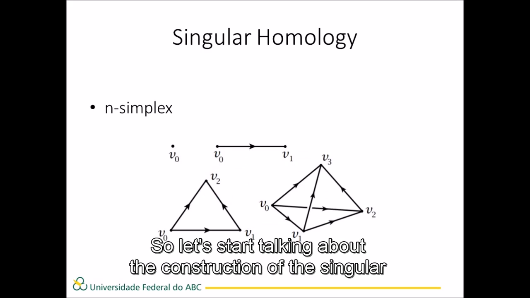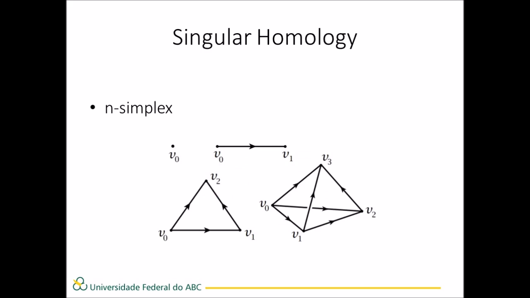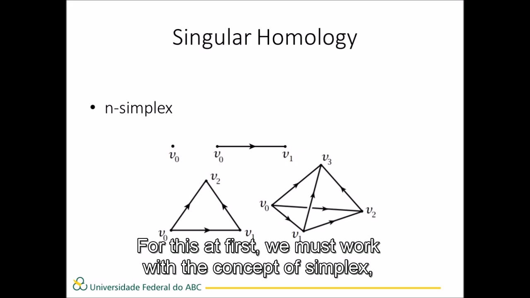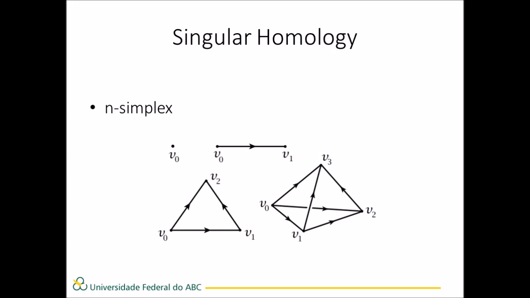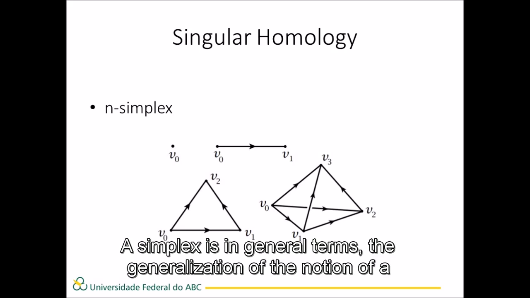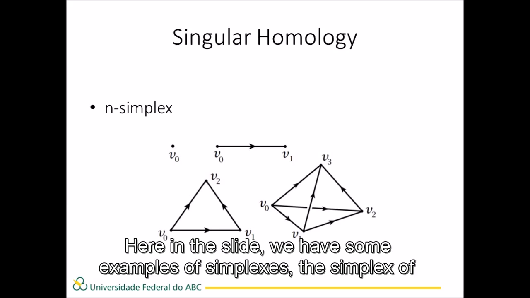So let's start talking about the construction of the singular homology groups for a given space X. For this, at first, we must work with the concept of simplex, which will be the basis for the construction of the homology groups. A simplex is, in general terms, the generalization of the notion of a triangle to an arbitrary dimension n. Here in the slide, we have some examples of simplexes.